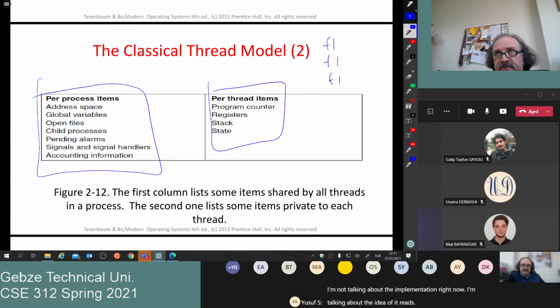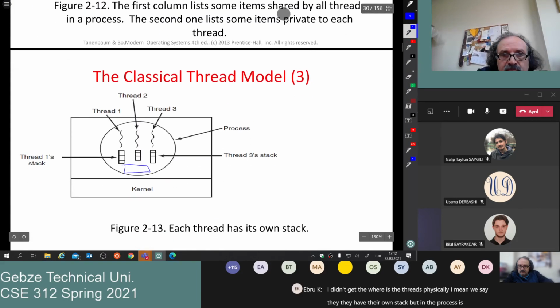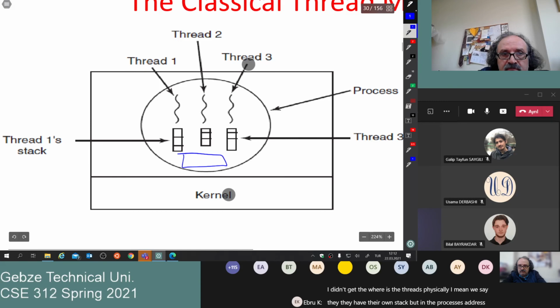Can I ask a question? Sure. I didn't get where the threads physically are. I mean, we say they have their own stack, but in the process's address space, where are they? For example, in the heap?